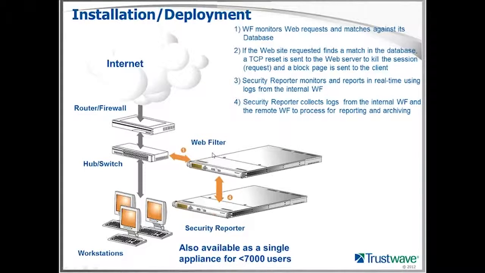So if a request is made to a site that would be allowed, it's just going to log that. If a request is made to a site that would be blocked, it's going to spoof the web server and send a block page back to the end user. That means that the end user is notified that they were blocked, and then it will send a TCP reset to both sides of the connection to shut that connection down. All of that traffic is then logged into the security reporter, both blocked and allowed traffic, so that you can do both real-time and forensic reporting via the security reporter. And for organizations that have less than 7,000 users, this is actually one appliance that will take care of the filtering and reporting for you.